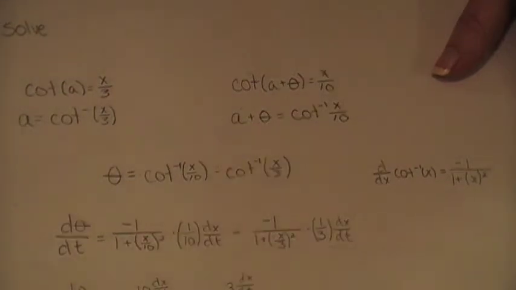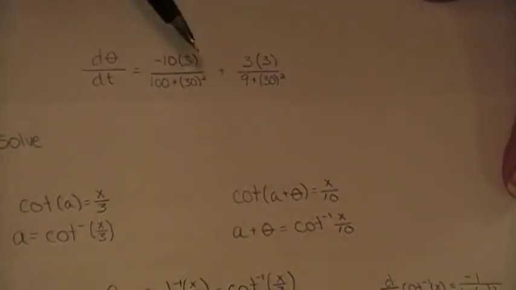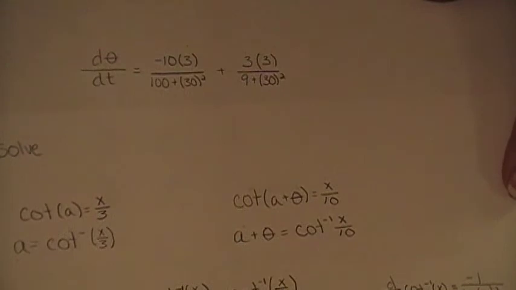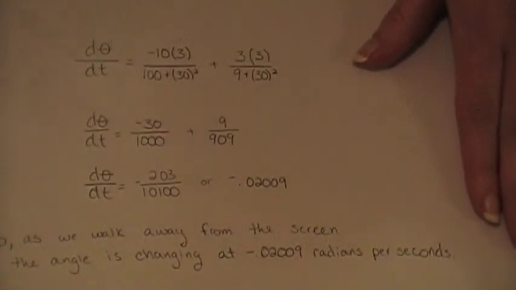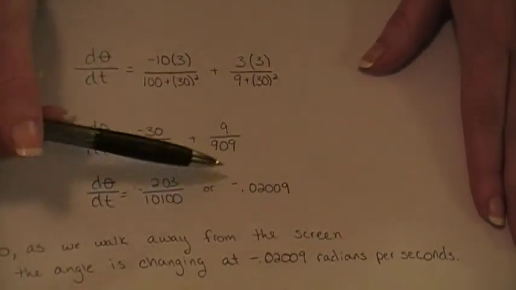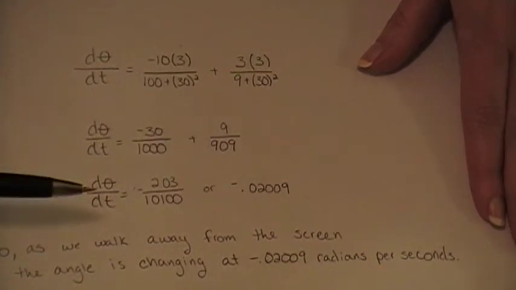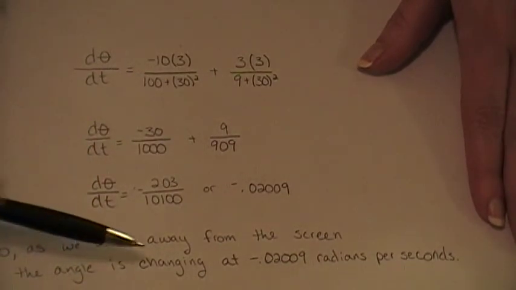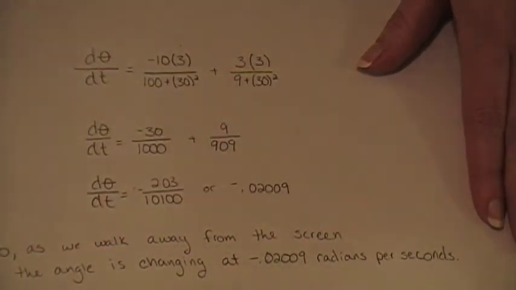Because we're moving away at 3 feet per second, and we want to know how much the angle is changing when we're at 30 feet away. So then we just plug in the 3 and the 30, and we solve. That would equal negative 0.02009. So as we walk away from the screen, the angle is changing at negative 0.02009 radians per second.